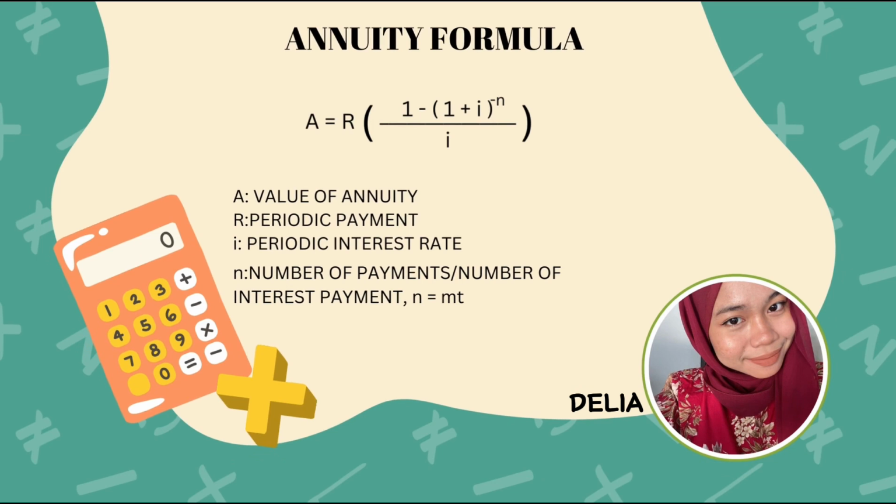Annuity formula is A equals to R bracket 1 minus bracket 1 plus I power of negative N over I. A is value of annuity. R is periodic payment. I is periodic interest rate. N is number of payments or number of interest payment. N equals to MT.